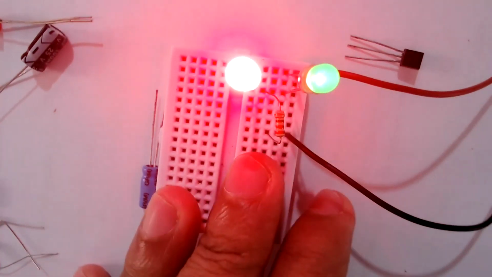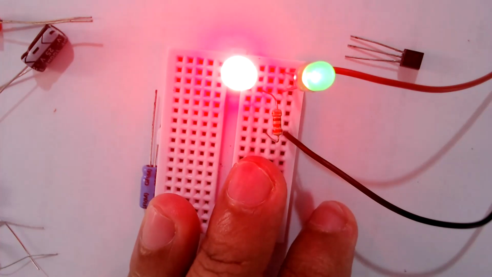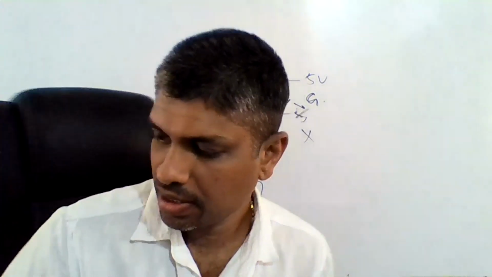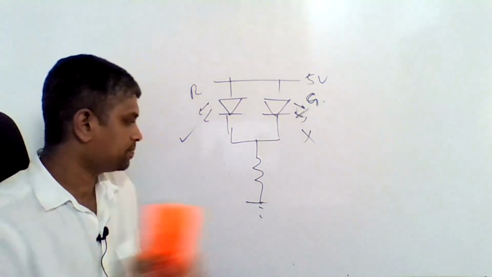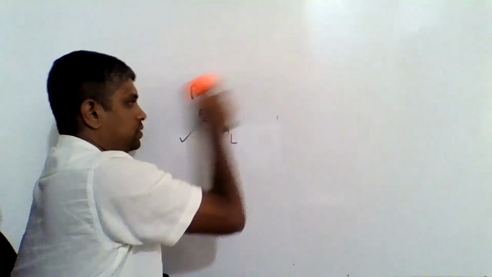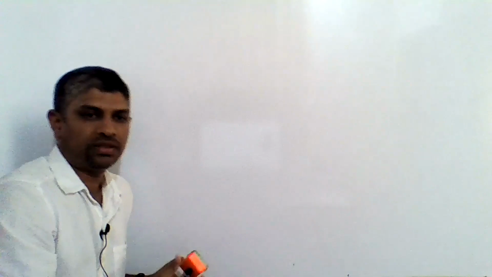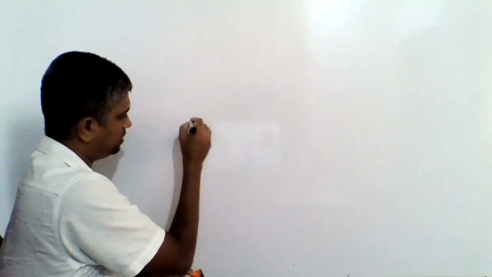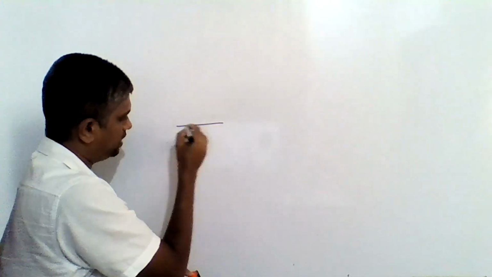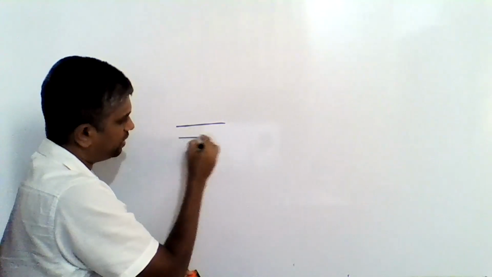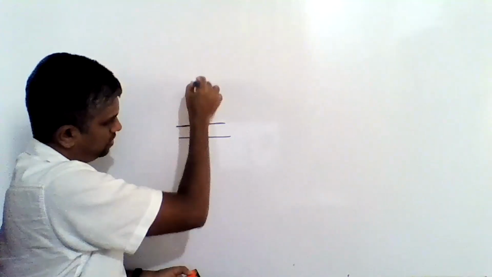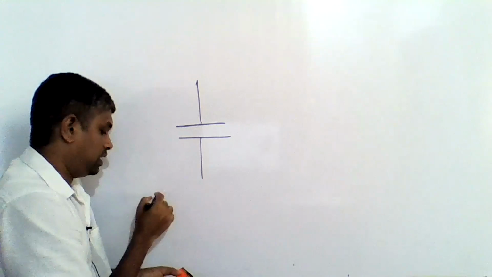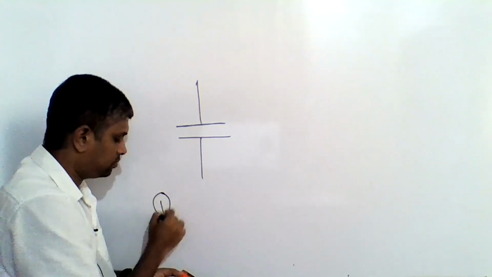Okay. So we will move into today's session. Today we are going to discuss capacitors. A capacitor is a two-terminal electronic device. Usually we have used parallel plate capacitors.